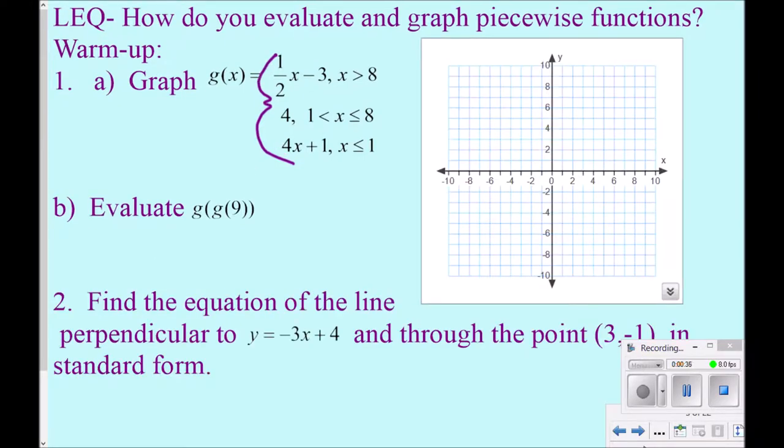So if I'm graphing that first piece of the piecewise function, I'm going to input 8 in for x. And that gives me 4 minus 3, which is 1. So the coordinate point is 8, 1. So I'm going to plot 8, 1, and because there's no equals, I am going to make that an open point at 8, 1.